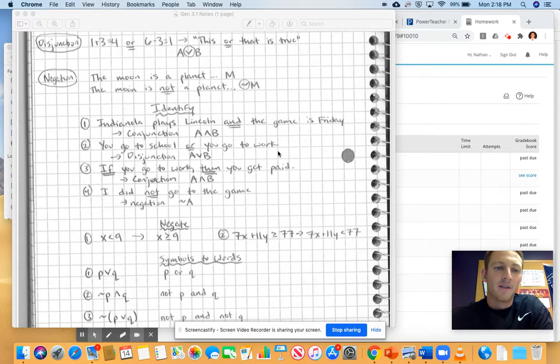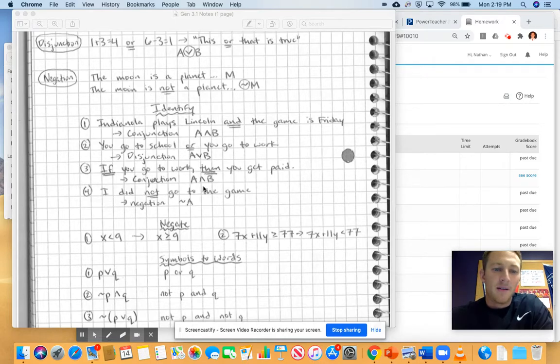We're going to identify if it's a conjunction, disjunction, or negation. Indian Oil plays Lincoln, and the game is Friday. So since we have an and in the middle of this sentence, it'd be a conjunction. There's our upside down caret. Kind of looks like an A for and. You go to school or you go to work. Disjunction, one or the other, right? Here we have an if-then statement. So if you go to work, then you get paid. An if-then statement, we consider in math, it's a conjunction. So it has to be A and B. If you go to work, then you get paid. It's like an imaginary and is in there. But just look for your keywords if and then.